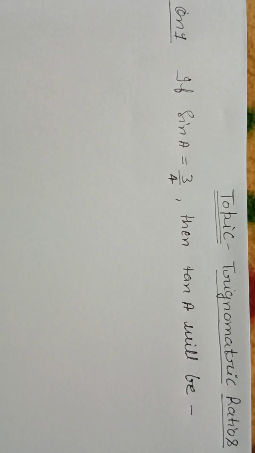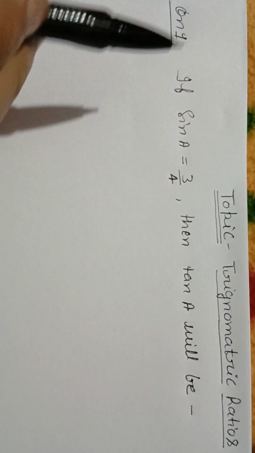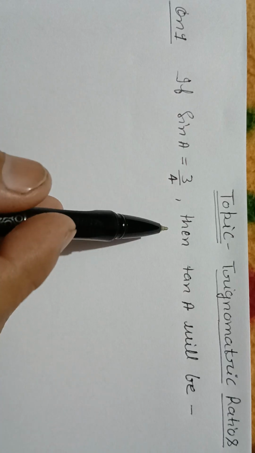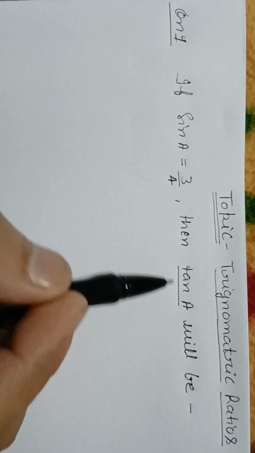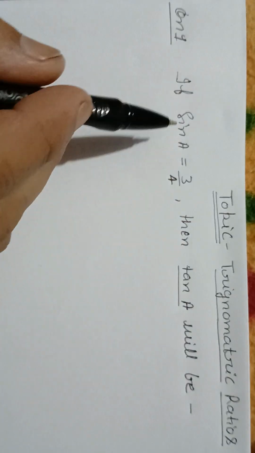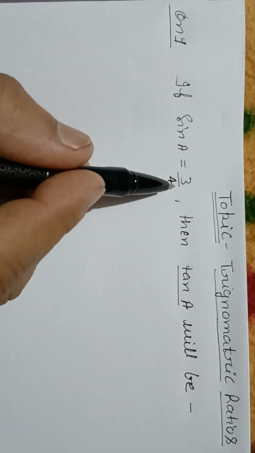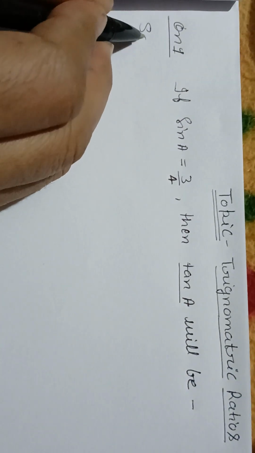Today I am with a new topic, trigonometric ratios. So we have a question. First read the question, then solve it. If sin A equal to 3 upon 4, then tan A will be. The question is asking about the value of tan A and the value of sin A is given. So students, let us solve it.